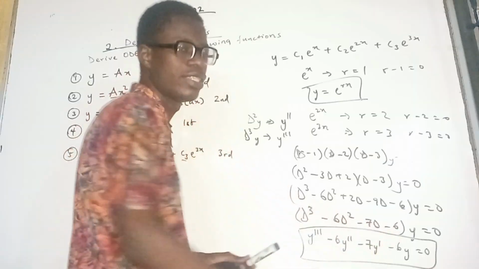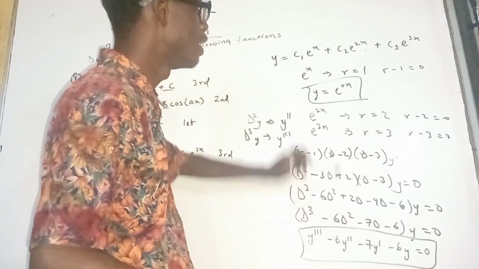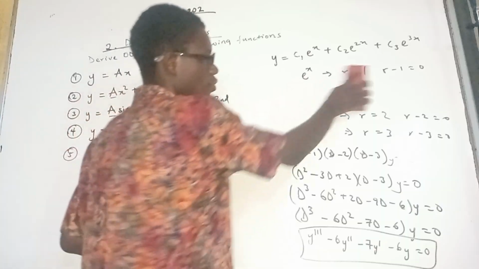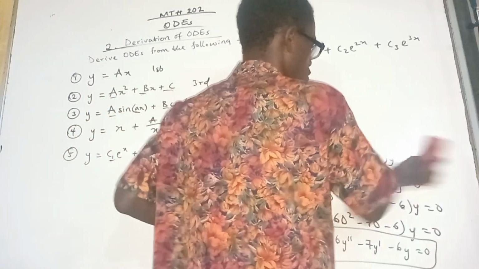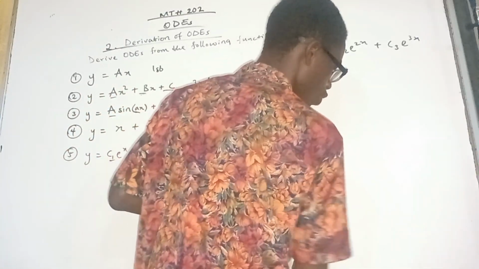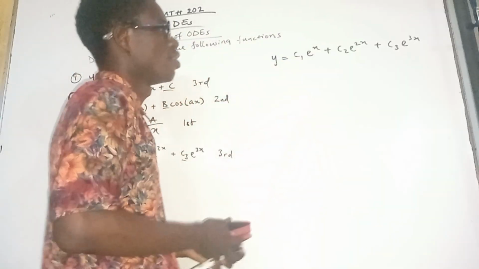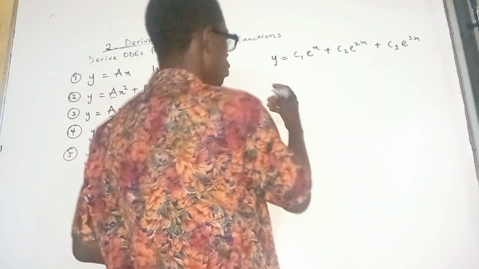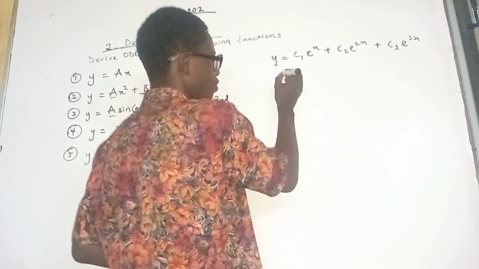Once I finish opening this bracket, this is our ODE from this type of equation. But there's another way of solving this, which you can actually try out: eliminating the constants. So let's try it out. It's basically the method we've been using before. We are going to differentiate this thrice.